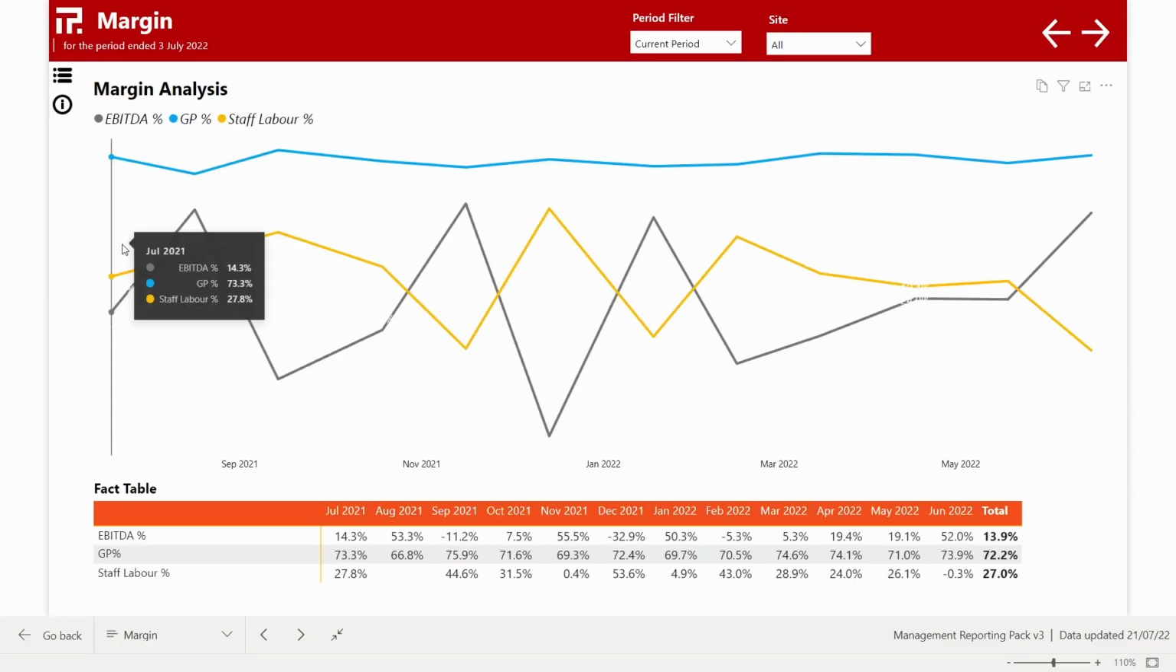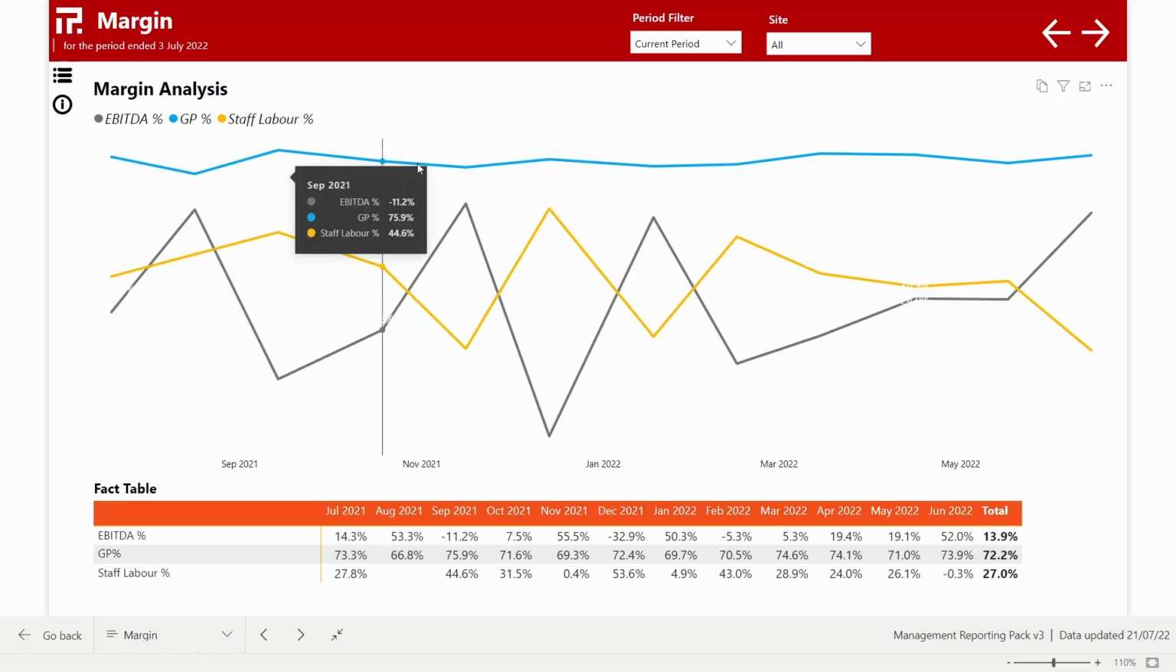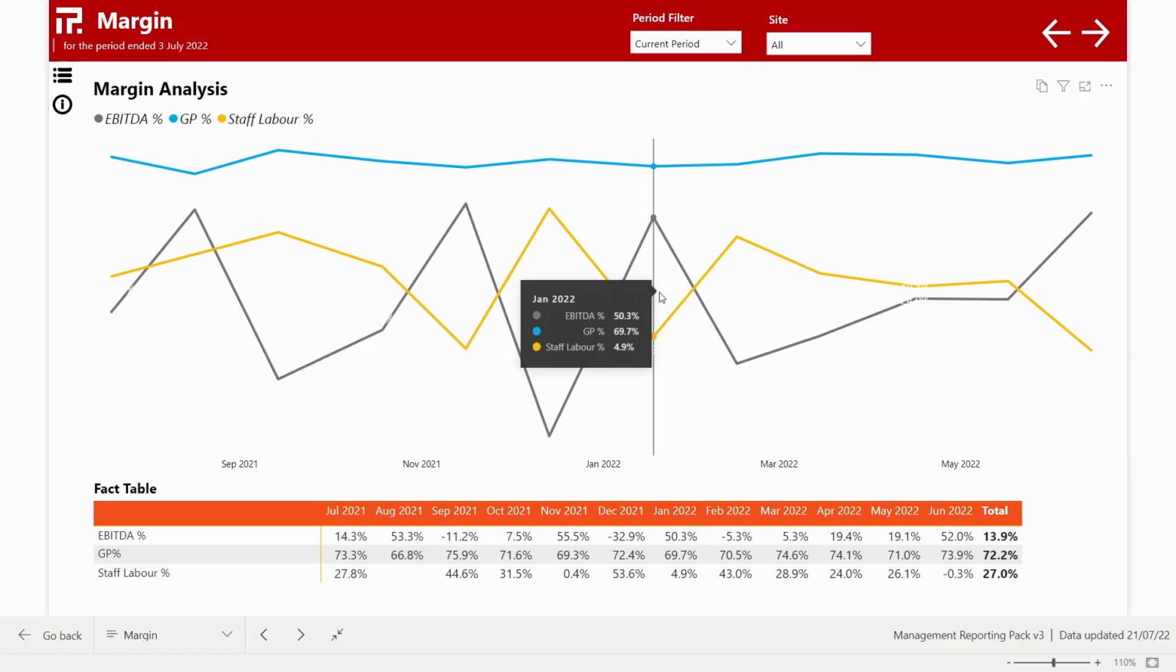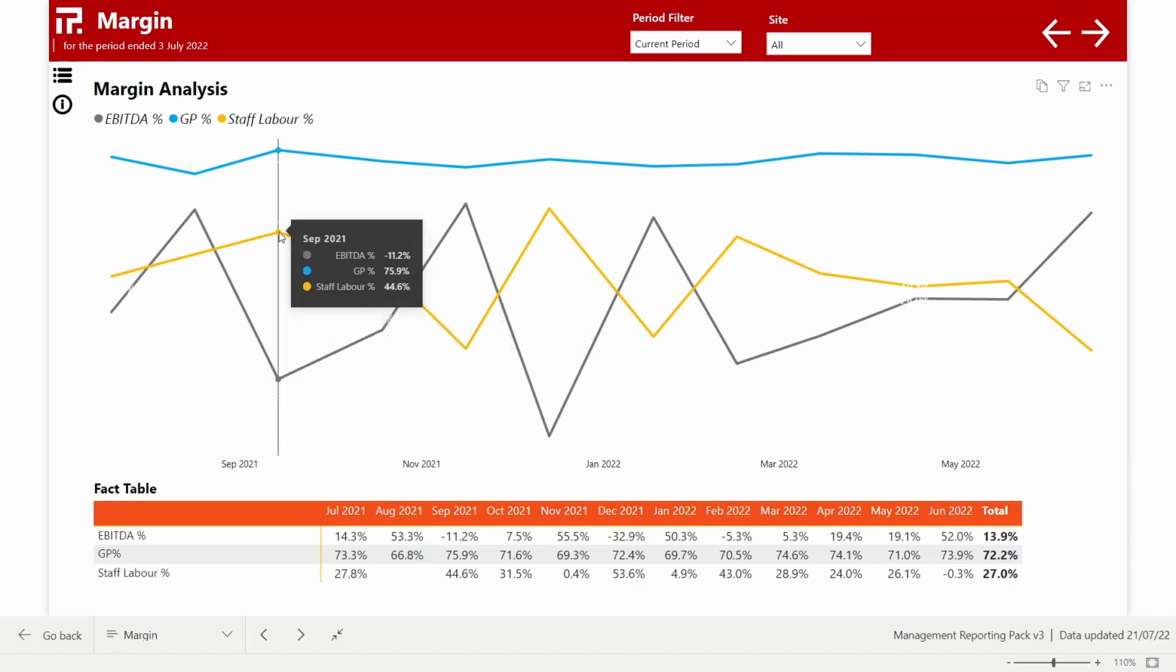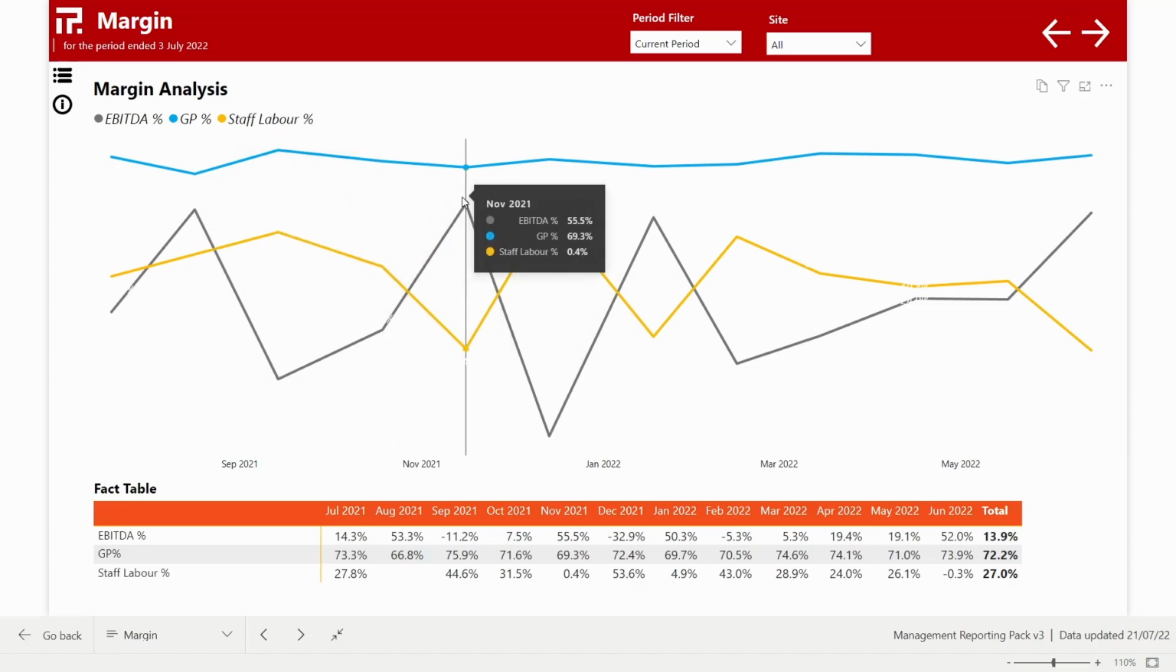Margin analysis. So we've built in here, and there's going to be several industry packs that are going to be available. So obviously having ratios that are important to a given industry. So for instance, in this one, we are having a look at EBITDA, gross profit and staff labor being key components into this discussion of this client here. So all our typical functions in Power BI, being able to see the data, as well as fact tables to be able to actually drill down in on the data as well.